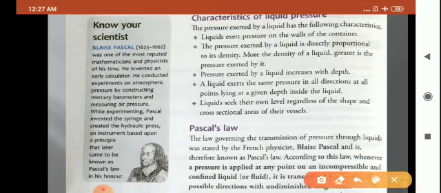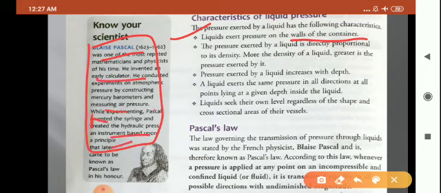Number one, liquid exerts pressure on the walls of the container. As I have already explained to you, if liquid is placed in any container, then the liquid exerts pressure at the sides of the container, or you can say at the walls of the container.